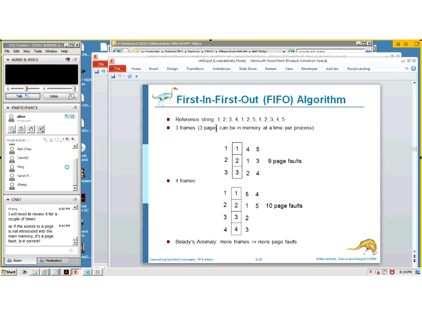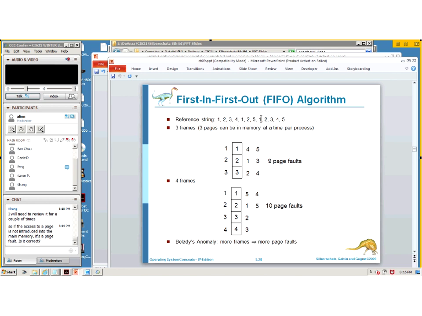So assume we have 3 frames, and 3 pages can be in memory at a time per process. And these are the reference strings of a process: 1, 2, 3. So it's got 5 pages in this particular process, and we only have 3 frames. So we would load 1, 2, and 3. Then we would load 4 in place of 1. And then, first in, first out, the next one would be this one. And the next one would be 2. Then 5.